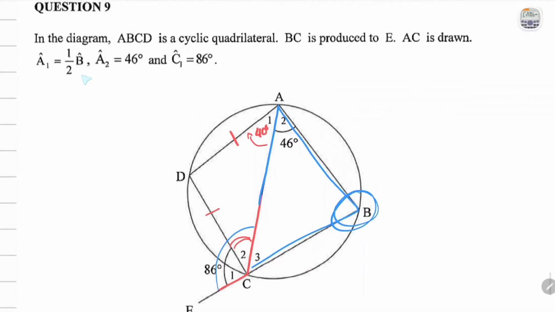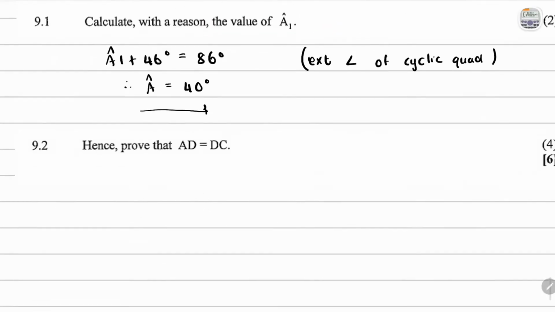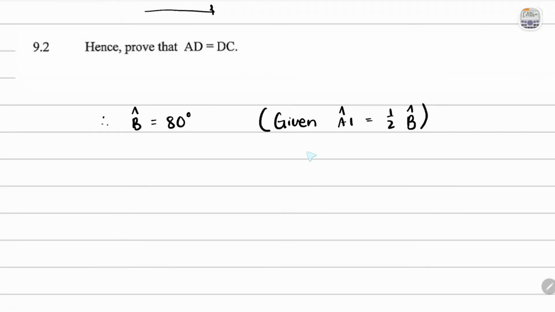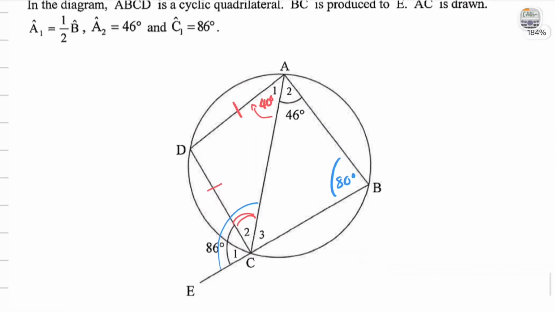But they also leave some information here. So let's look at what they say at the top. They said angle A1 is equal to half of angle B. So we have that. Angle A1 is 40 degrees. If angle A1 is 40 degrees, then it means that angle B must be 80 degrees. So let's put that down. Angle B is therefore equal to 80 degrees. We can just tell them, given that A1 is equal to half angle B, so we know that is 80 degrees. And now this actually helps us.